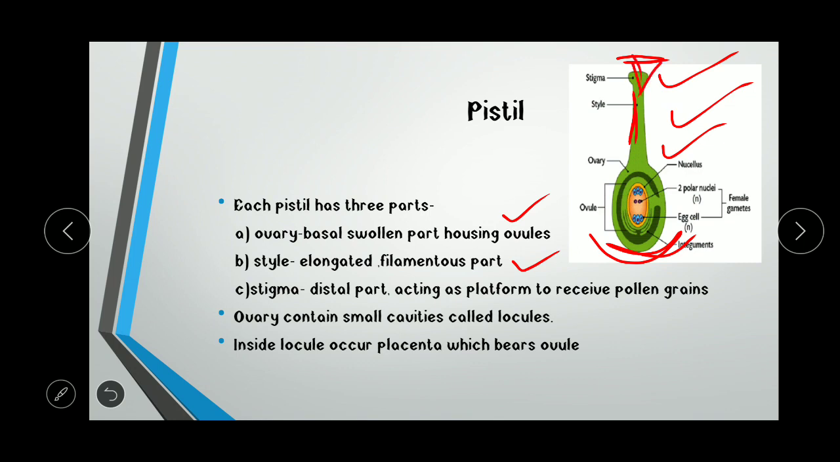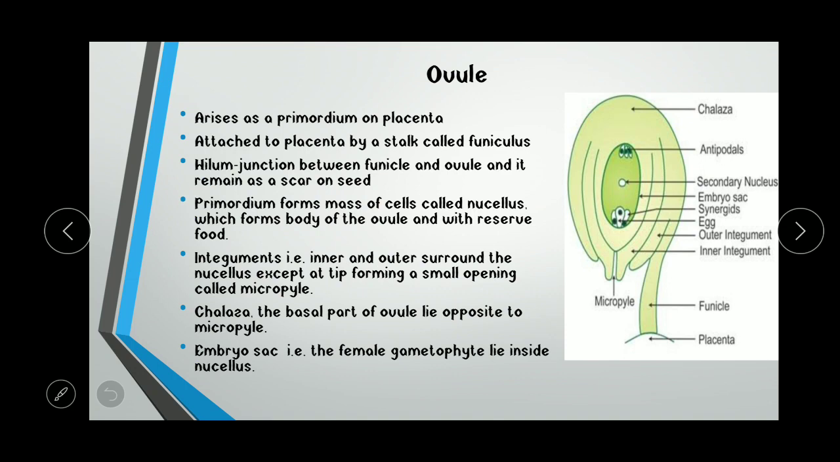Now the ovary contains small cavities called locules, and inside the locule the placenta occurs, which bears the ovules. So the placenta is the structure that gives rise to ovules. You might be familiar with the placenta in animals. Now the ovule arises as a primordium on the placenta. You can see this structure. This is the placenta. The ovule is attached to the placenta by a small stalk called the funiculus. You can see the funiculus.